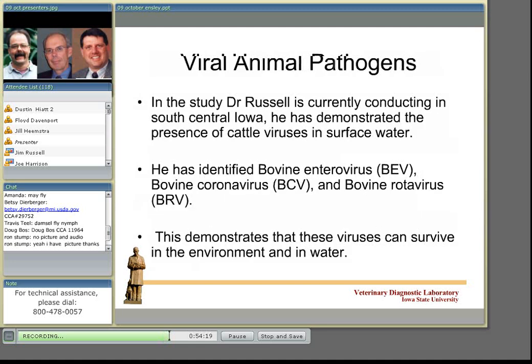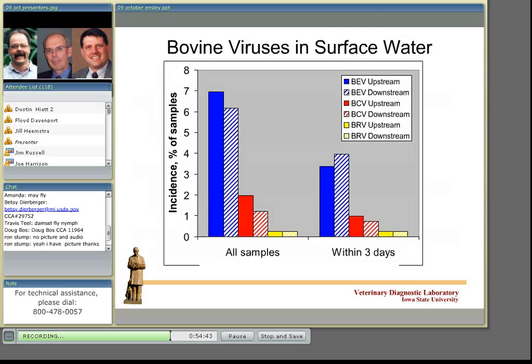In the study that Dr. Russell is working on now, we looked for three bovine viruses: bovine enterovirus, bovine coronavirus, and bovine rotavirus. We did find these viruses present in the surface water. This chart shows that even though we found bovine viruses in the water, and were able to recover all three, they were fairly low incidence, anywhere from less than 1% to maybe 7% of the time.